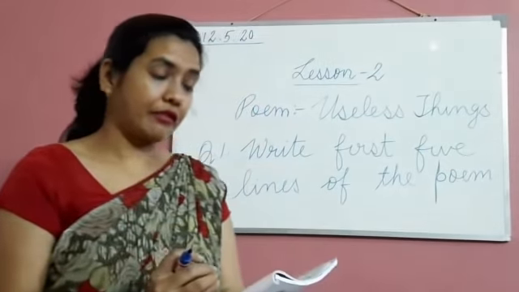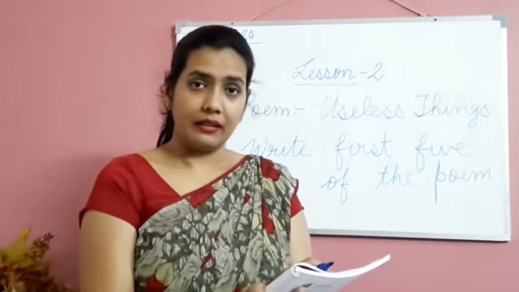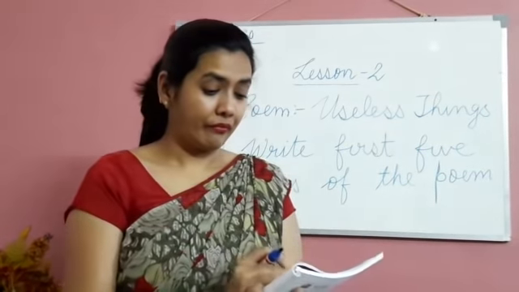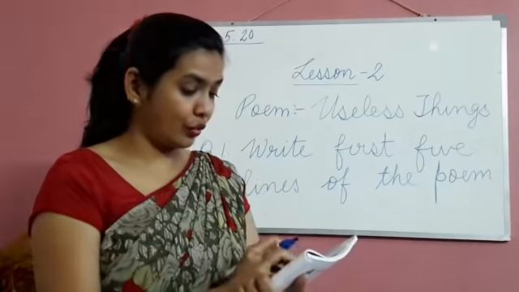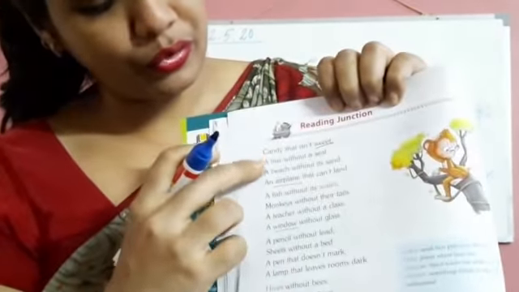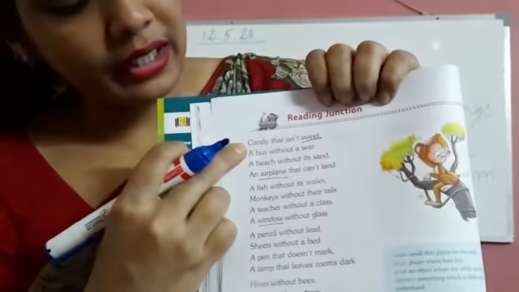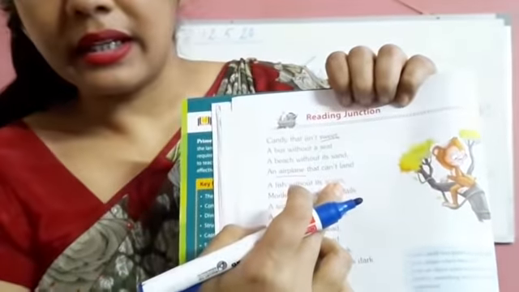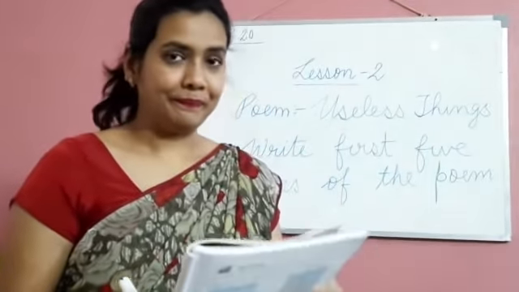You have to write first 5 lines of the poem. So you have to start from candy till scales. Just count 1, 2, 3, 4, 5. We have to count 5 lines. You have to start from candy to scales. Write with pencil.